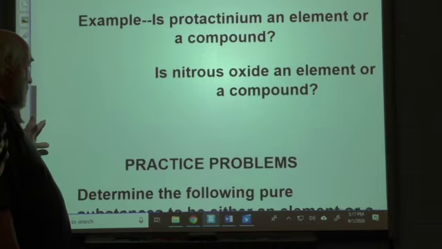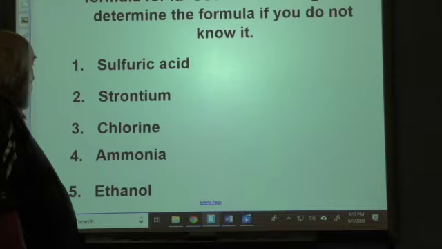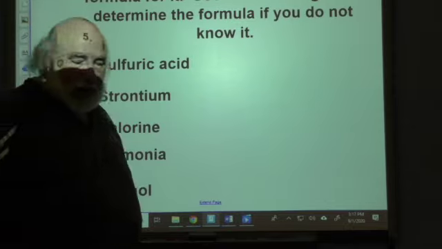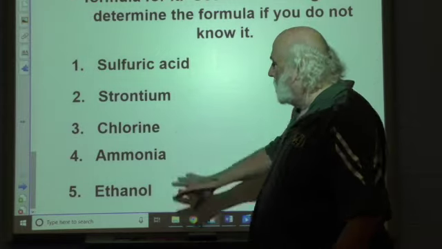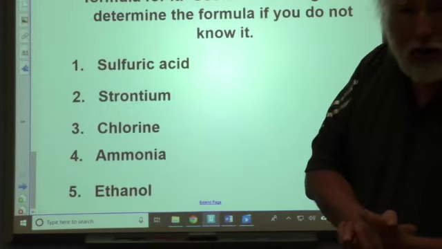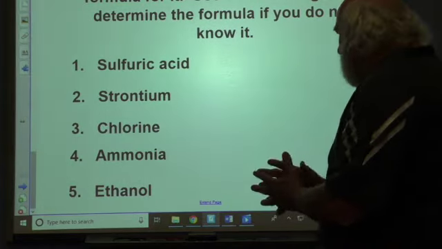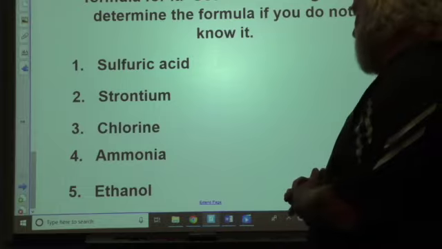So, there are some practice problems involved in this. And like I said, I'm sending you this sheet. These are the practice problems here. Go through those and see if you can figure out which are the compounds and which are the elements. They're all pure substances. You just need to figure out which is which.